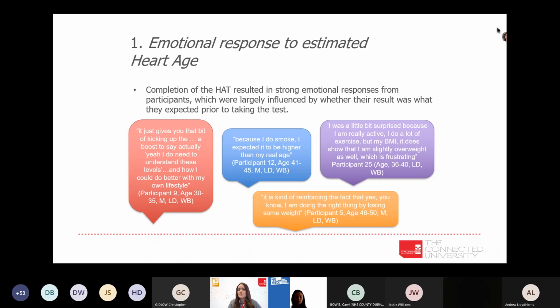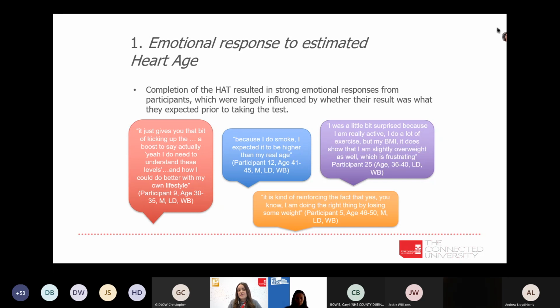So if we start off with the emotional response to estimated heart age, completion of the test resulted in both positive and negative emotional responses from participants, which were largely influenced by whether their result was what they expected prior to taking the test. So if you refer specifically to the blue and the purple bubble there, for example, the purple bubble: "I was a little bit surprised because I am really active. I do a lot of exercise, but my BMI does show that I am slightly overweight as well, which is frustrating."